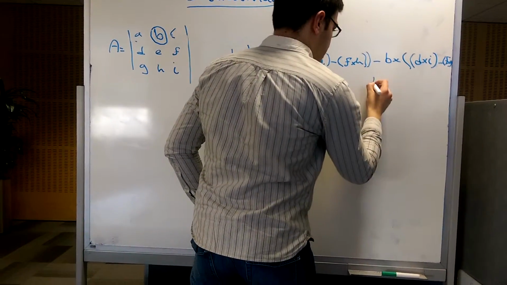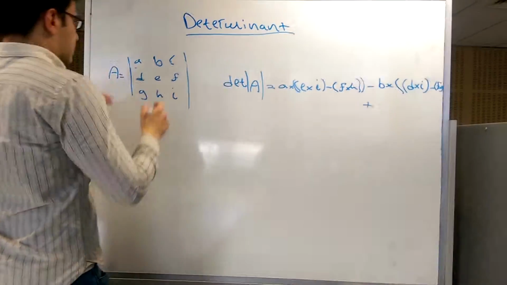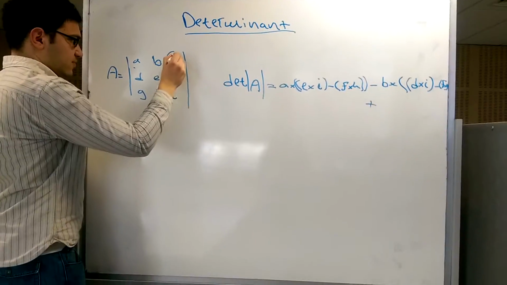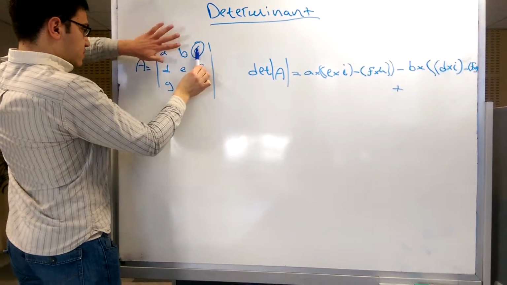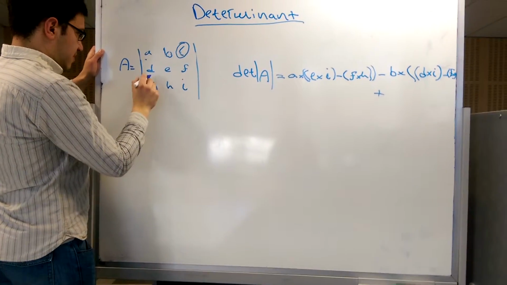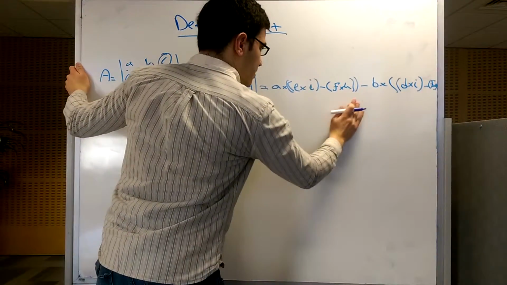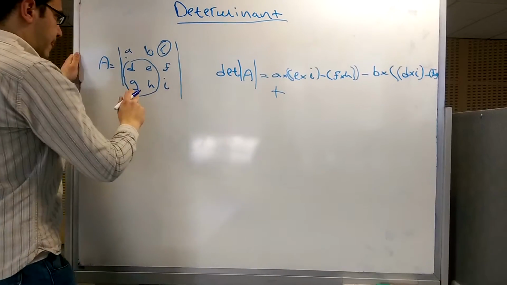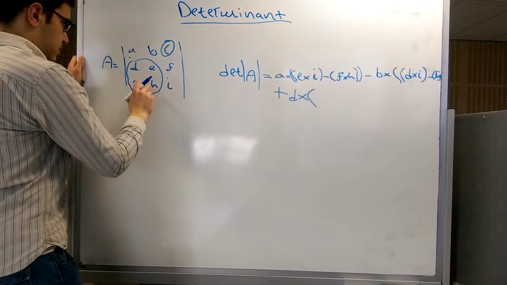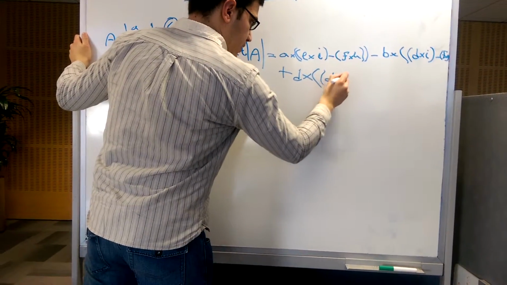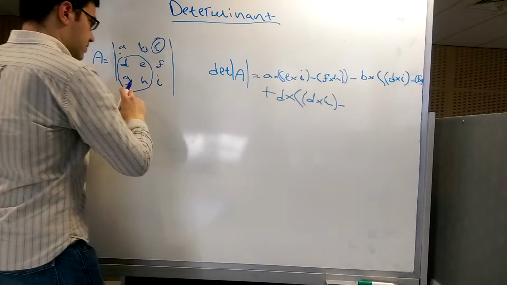And then you have to calculate the next determinant, which is C. You have to hide the column and the row and calculate the determinant of D, E, G, H. So plus C times D times H minus E times G.